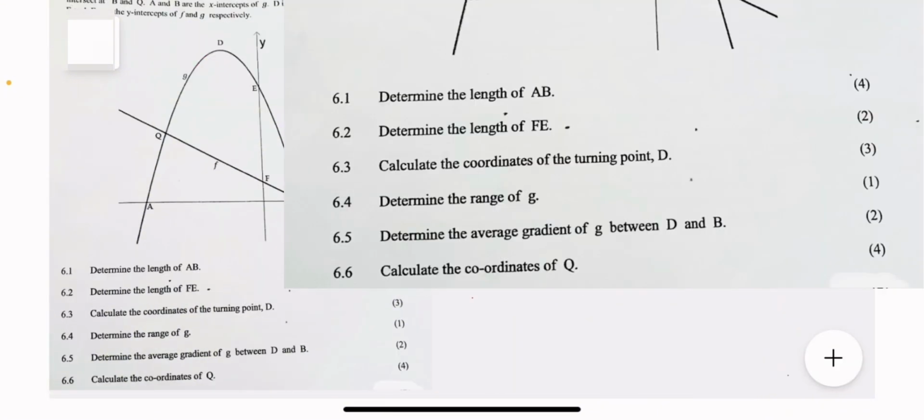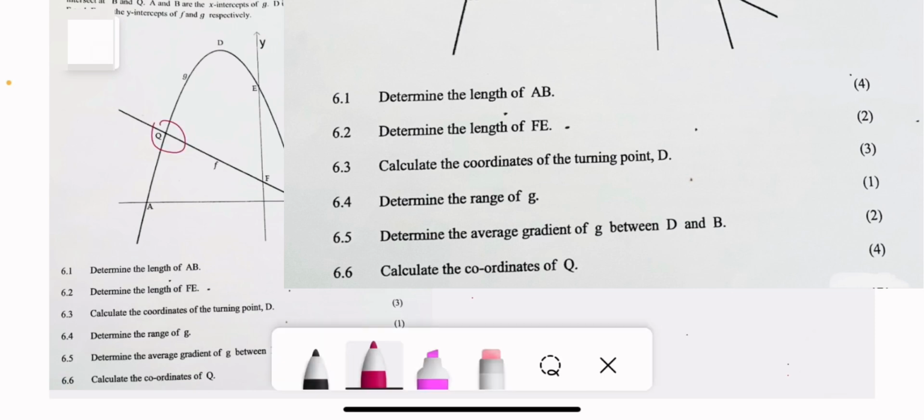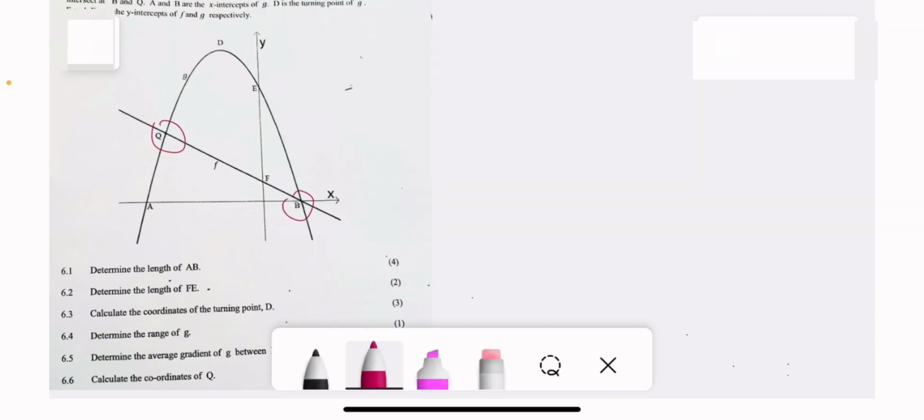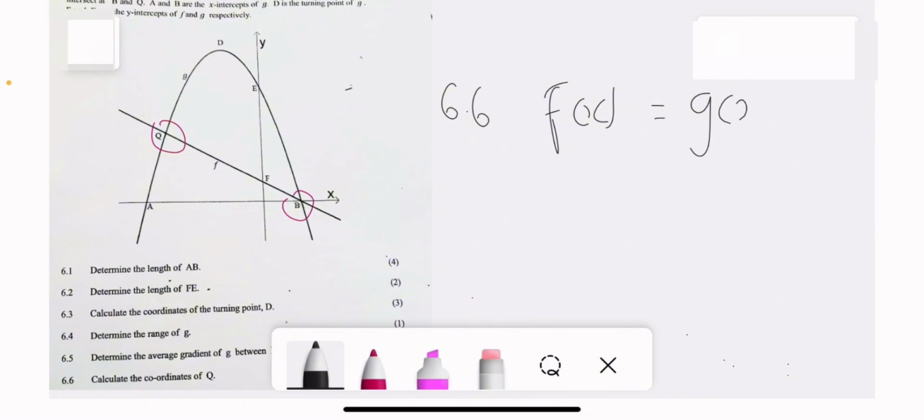The last question is 6.6. Calculate the coordinates of Q. Q is the point of intersection together with B. So the graphs intersect at B and Q. This simply means, to find the Q coordinates, we'll just say f of x is equal to g of x. The f of x is minus x plus 2, which is equal to minus x squared minus 4x plus 12.